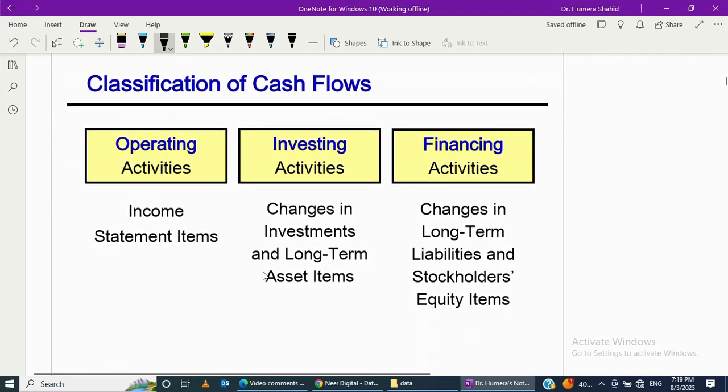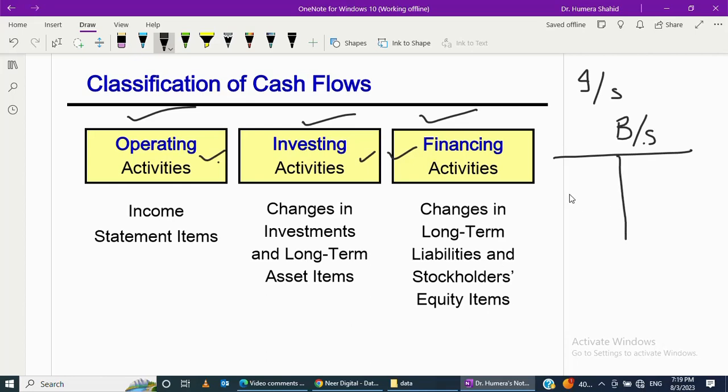So in the cash flow statement, we have 3 categories. First, always the first section comes first, that is cash flow from operating activities, then comes investing activities, then comes financing activities. In order to prepare the cash flow statement, we need the income statement and we need the balance sheet.